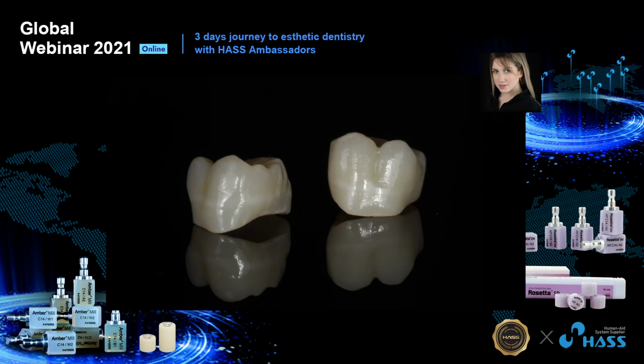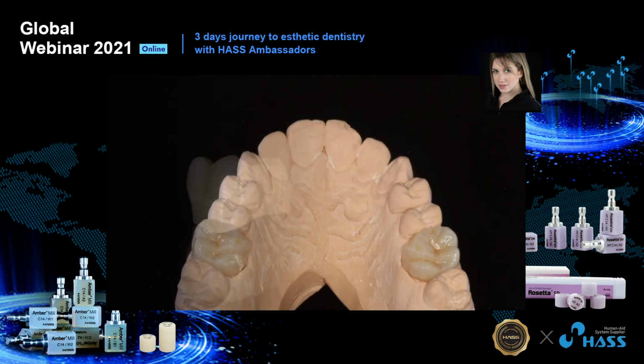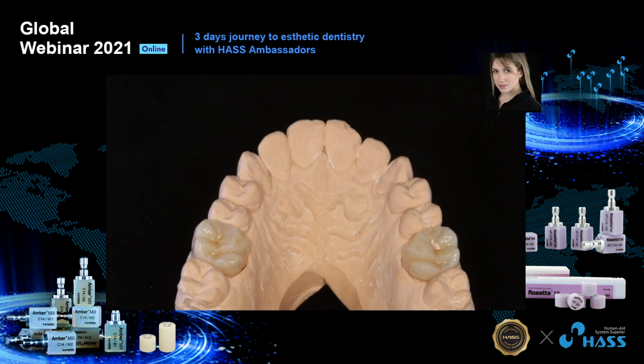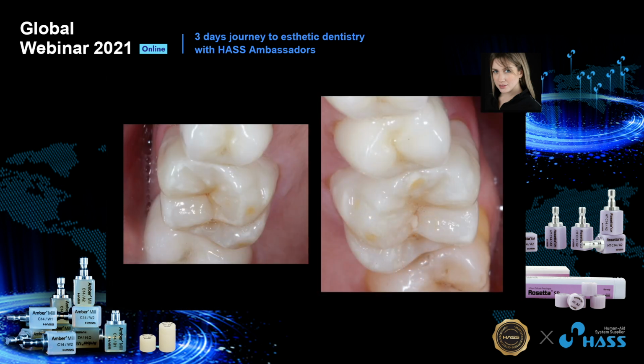Of course, the staining and glazing can be done in one stage, but I believe the result is more lifelike when it's done in two separate steps. Finally, the crowns on the model and in the mouth.